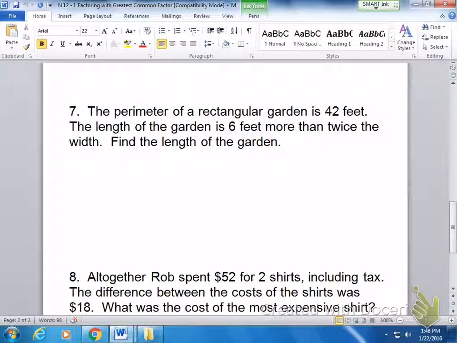The first one, number 7, the perimeter of a rectangular garden is 42 feet. The length of the garden is 6 feet more than twice the width. Find the length of the garden. So the first thing I need to do is realize I'm looking for length and width. So L and W are my variables. To find perimeter, I would have to take 2 times my length plus 2 times my width, and that'll equal 42, what they told me the perimeter was.